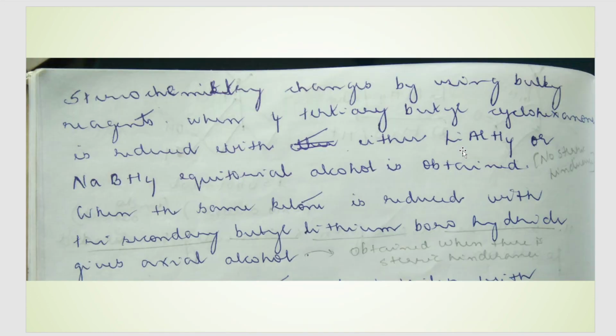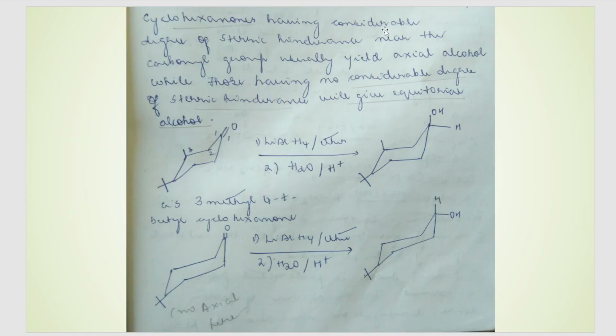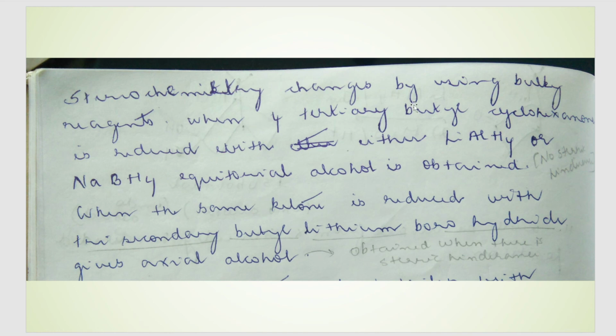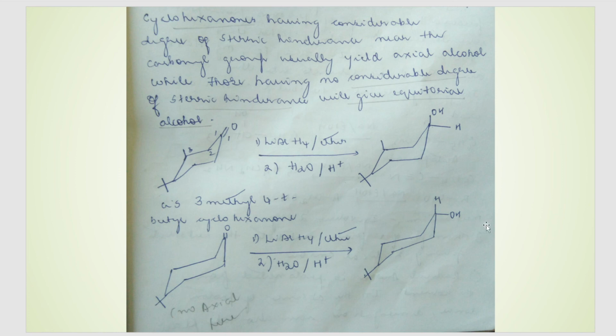And stereochemistry depends not just upon what type of organic compound we are taking, it also depends upon what type of reagent we are taking. The stereochemistry of the product obtained also changes when you are using a bulky reagent. Now you know that lithium aluminum hydride is not bulky. When 4-tertiary-butylcyclohexanones are reduced with lithium aluminum hydride or sodium borohydride, what do you get? You get an equatorial alcohol. When there is no steric hindrance involved, you will get an equatorial product. But when there is steric hindrance, you get an axial product.